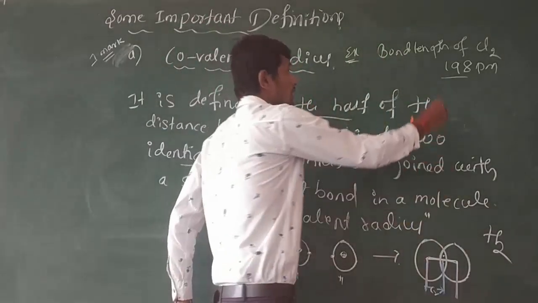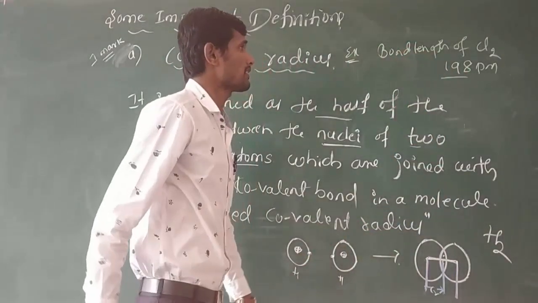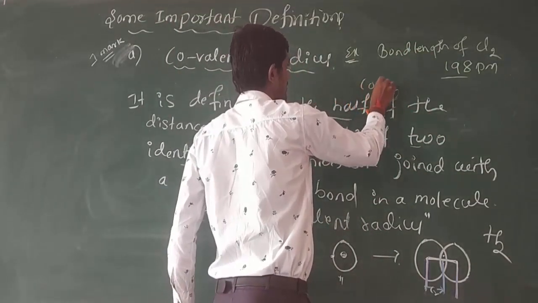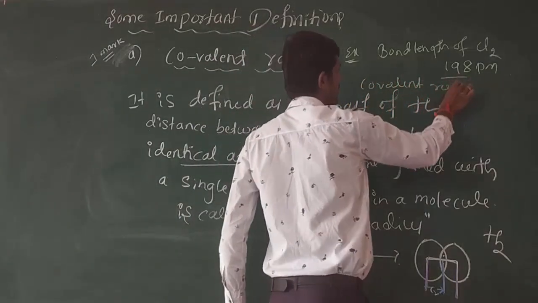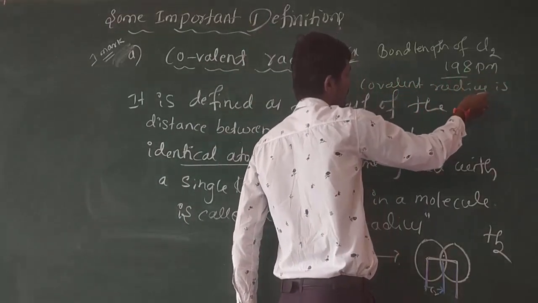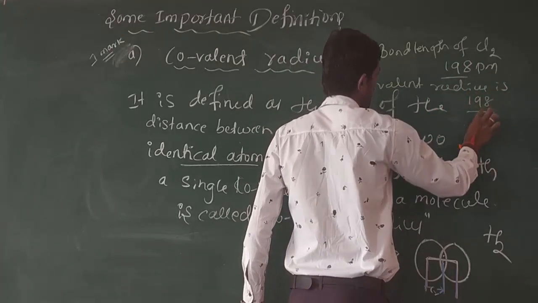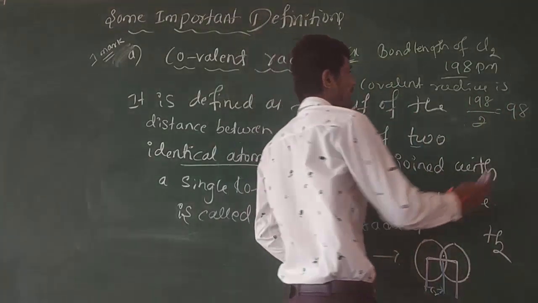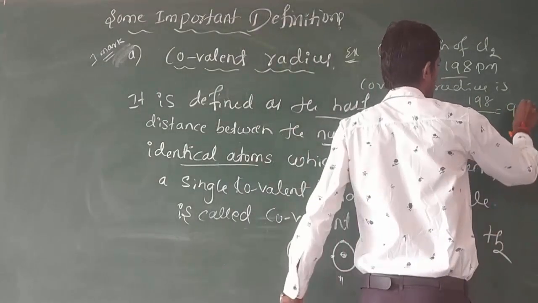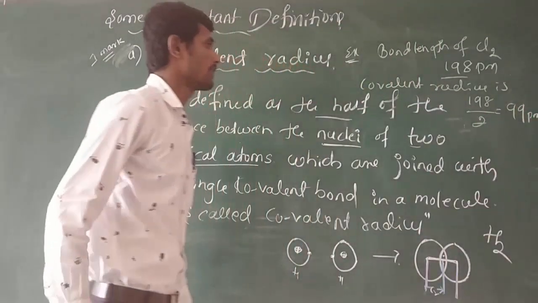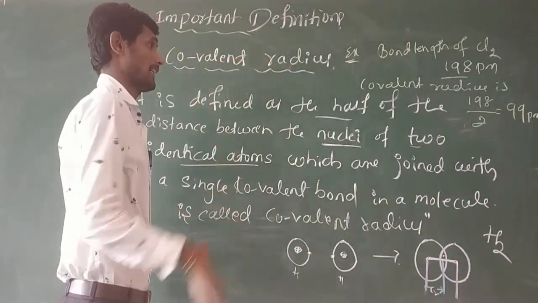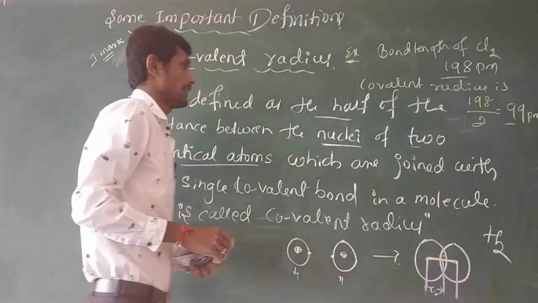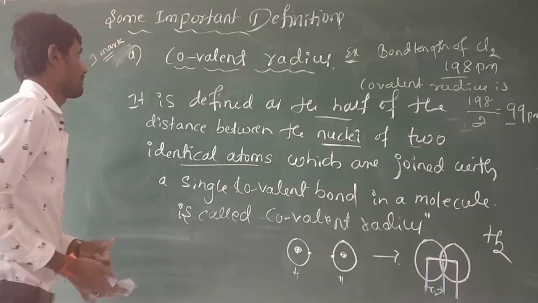If the bond length of Cl2 is 198 picometer, then the covalent radius is half of the distance. Therefore 198 divided by 2 equals 99 picometer. Yes, it's 99 picometer. Remember the definition, it is very important.